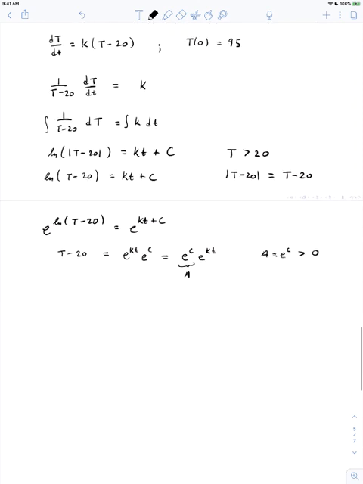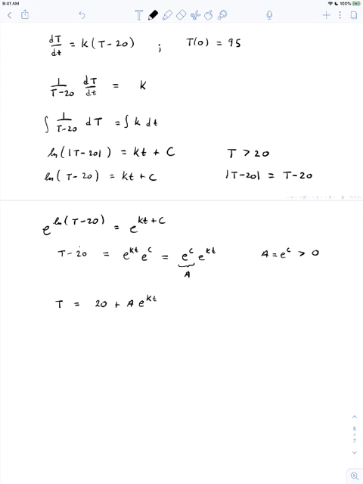So the only thing that remains is to add that plus 20 to both sides. So we have T is equal to 20 plus A times e to the kt. So this is our solution to the differential equation.